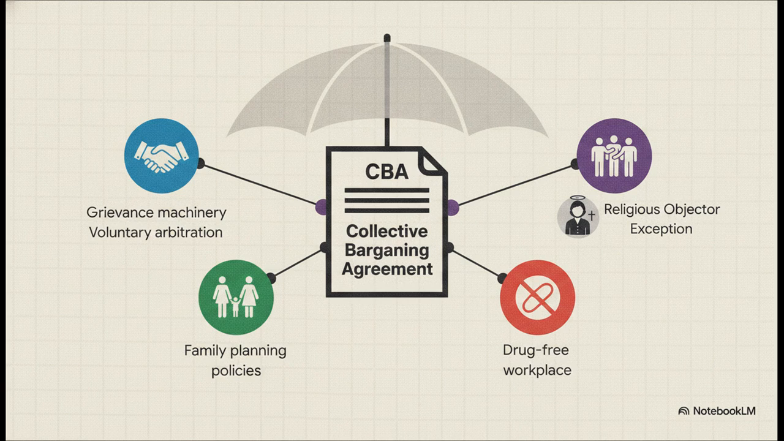But there is a super fascinating exception to this rule. Religious objectors, whose sects expressly prohibit union membership, are completely exempt from forced union membership. This protects their constitutional right to religious freedom. Yet, interestingly enough, they still receive all the standard benefits negotiated in the CBA.